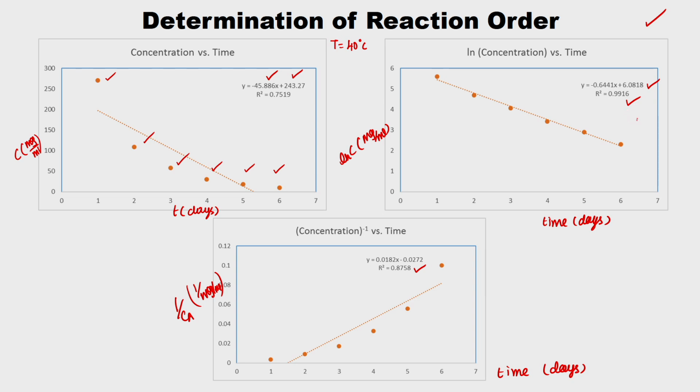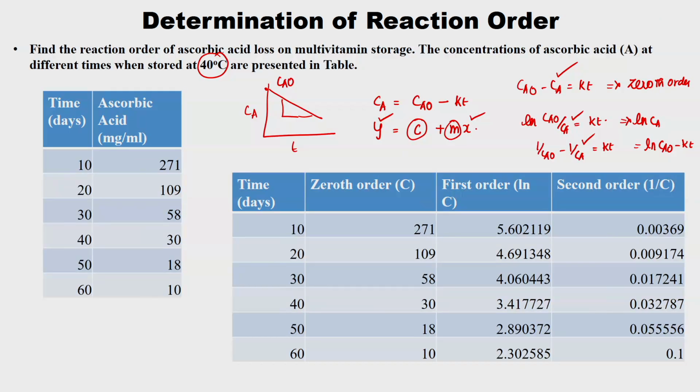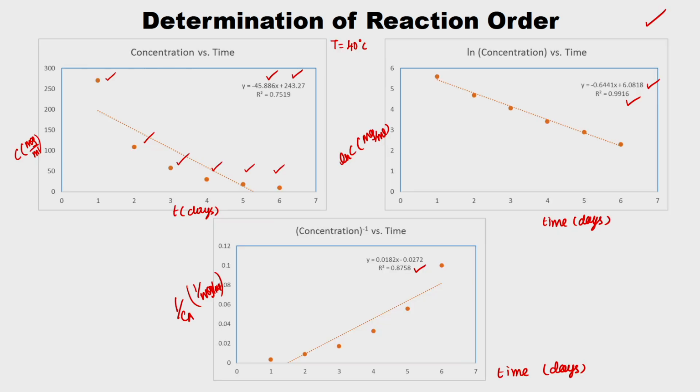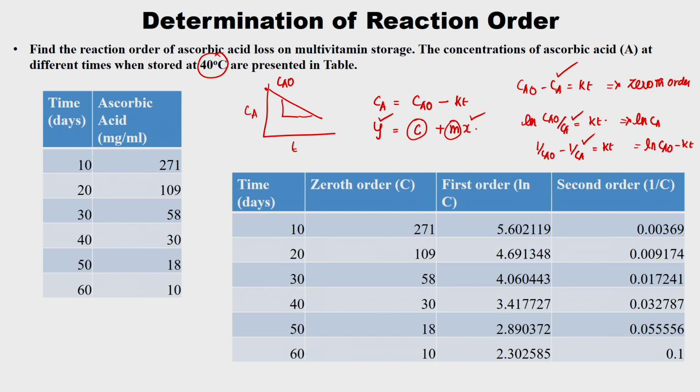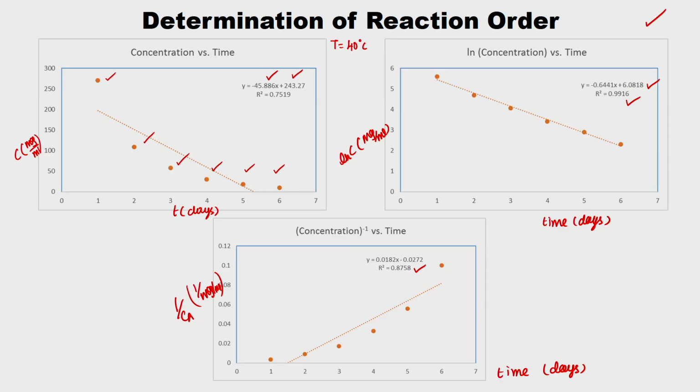So, the deterioration or loss of ascorbic acid in multivitamin storage follows the first order reaction mechanism. We come to the conclusion that the given problem is of first order. Thank you. Remaining we will discuss in the next class.